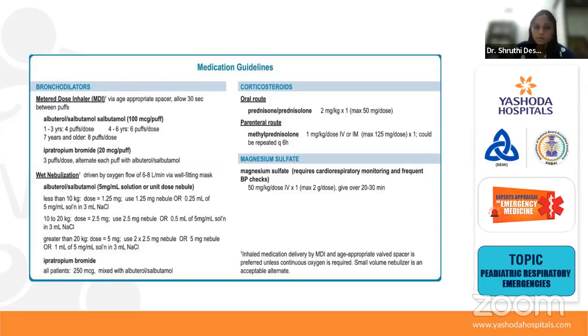Steroids: the oral route or the parenteral route can be preferred depending on the severity score of the asthma. If the oral route is preferred, then prednisone can be given at a dose of around 2 mg per kg. By the parenteral route, methylprednisolone can be given up to 1 mg per kg per dose. Magnesium sulfate for a very severe form of asthma, that is life-threatening asthma, can be given at a dose of 50 to 75 mg per kg over 20 to 30 minutes.